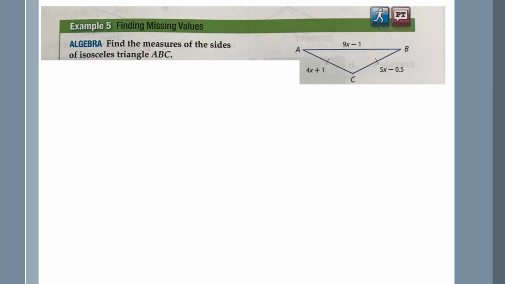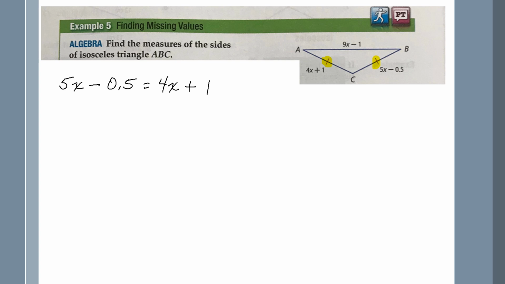Okay, find the measure of the sides of an isosceles triangle ABC. Okay, well, we can tell by the markings here and here that these two sides are equal. So we're going to use that information to set up an equation. So I'm going to set up my equation as 5x minus 0.5 equals 4x plus 1.